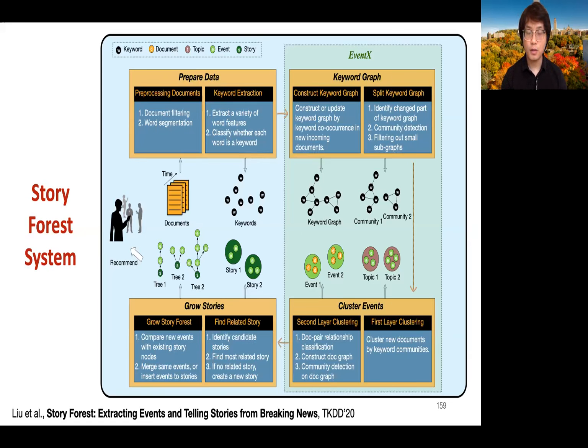Then we classify each pair of documents in one document cluster to establish the document pair edge, where each edge indicates that the 2 documents are talking about the same event. In this way, we have a document graph for each cluster. Then we apply community detection again to divide this document graph into multiple subgraphs. The final subgraphs from the second layer clustering are our events. Then we have a growing story forest module to connect each incoming event node to an existing story tree, or construct a new tree based on its content.